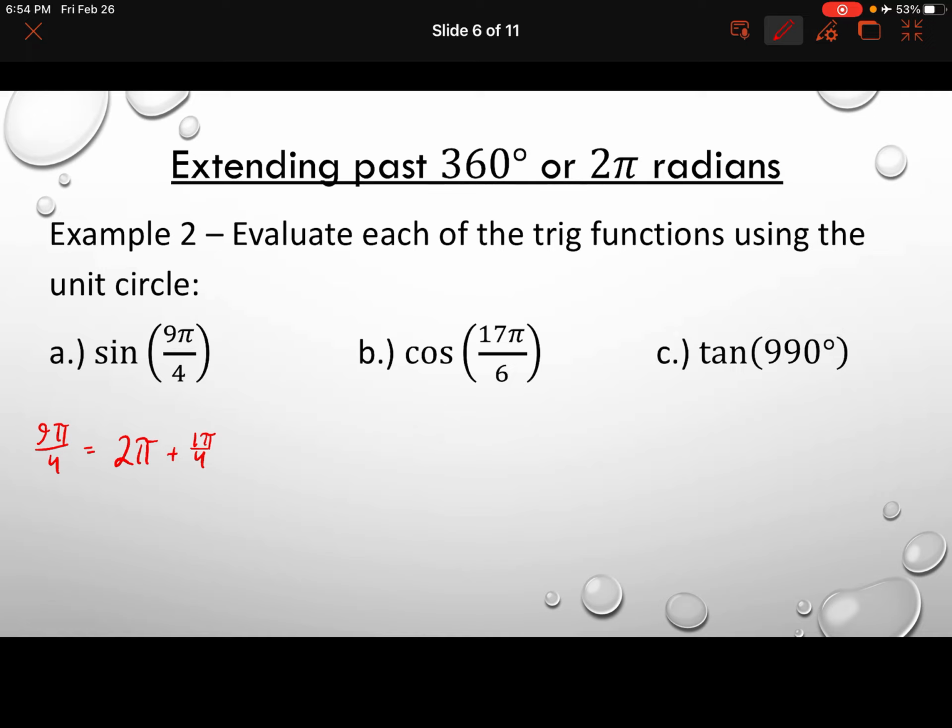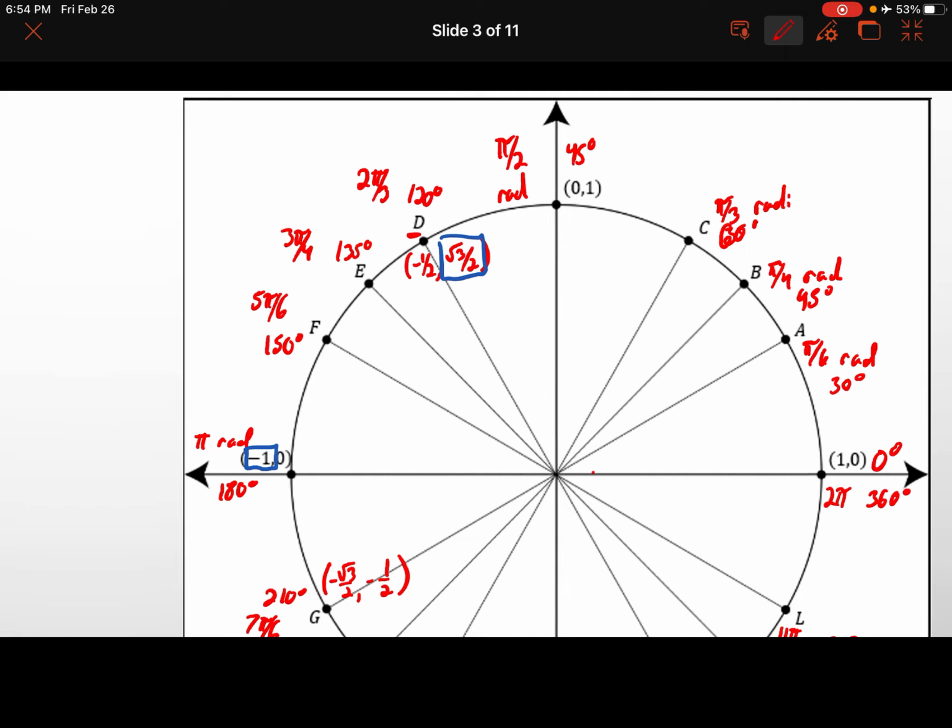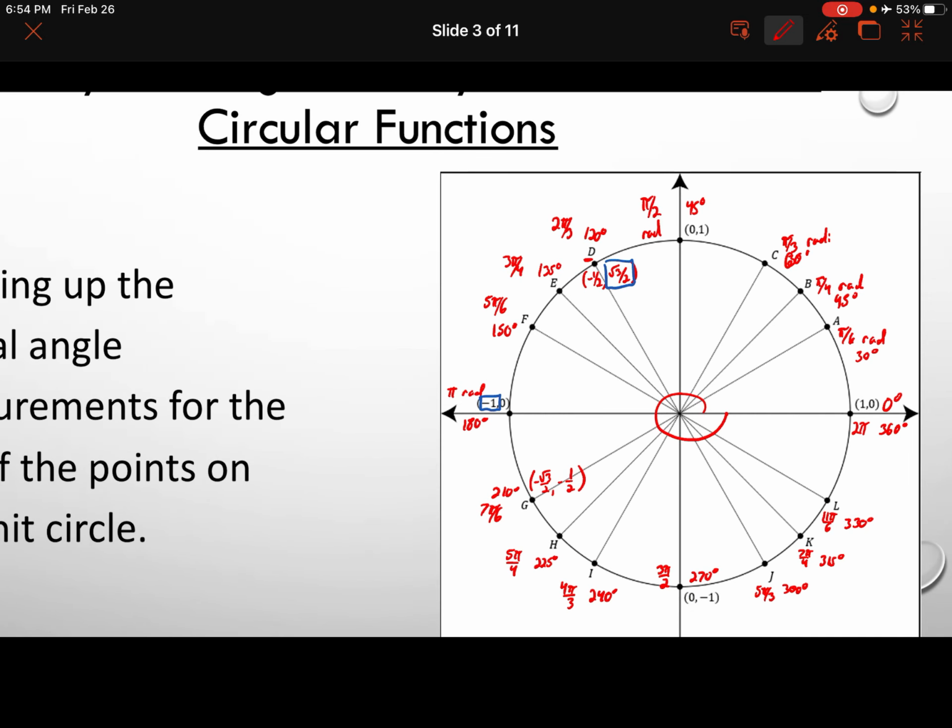Well, remember, 2 pi is just a full circle. So you go a full circle around, and now you're just at the starting point. And then we're told to go an extra pi over 4. So if we go an extra pi over 4, that means we're at point B, because that's an extra pi over 4.